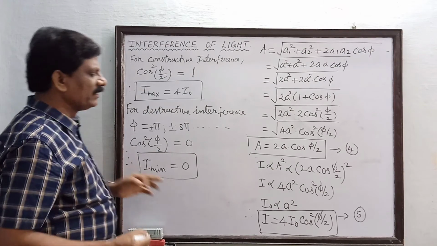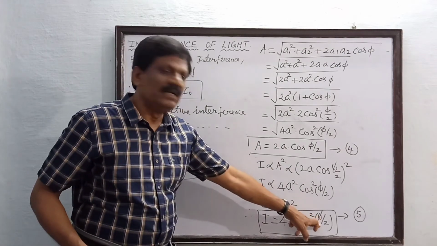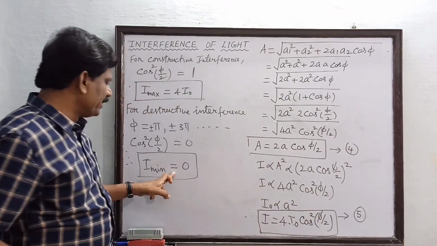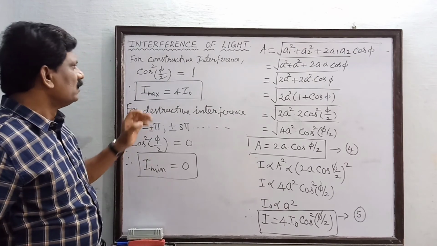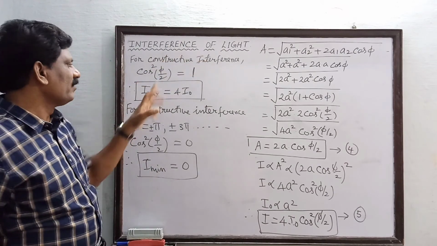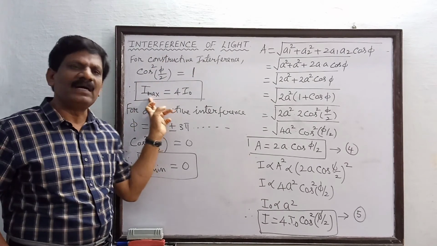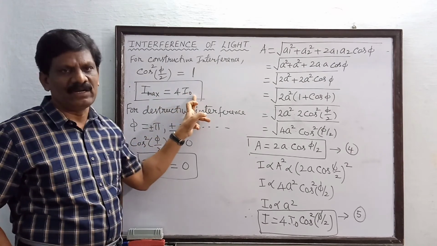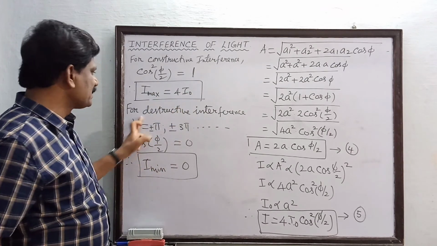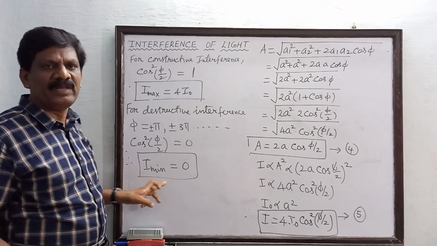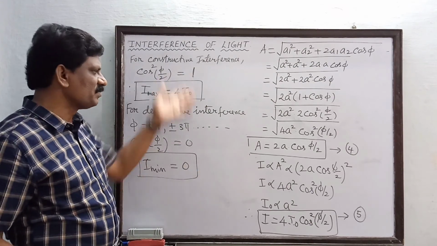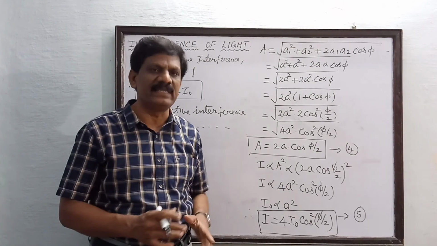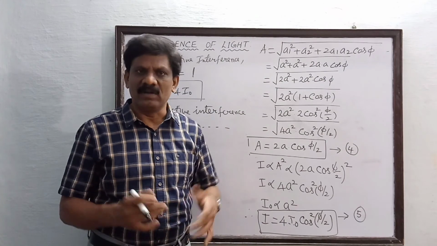If you multiply 4 I naught with 0, this will become 0. So for constructive interference, the intensity is maximum and that is equal to 4 times I naught. And for destructive interference, the intensity is minimum and that is equal to 0. This is a special case when both the amplitudes A1 and A2 are equal. Have you understood?